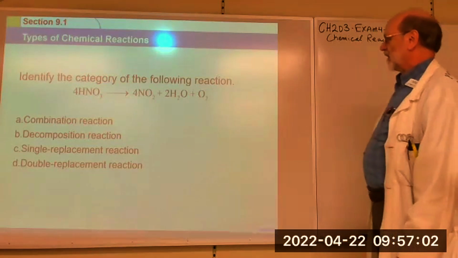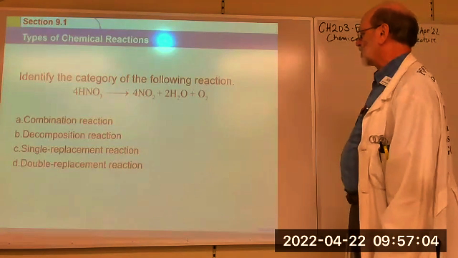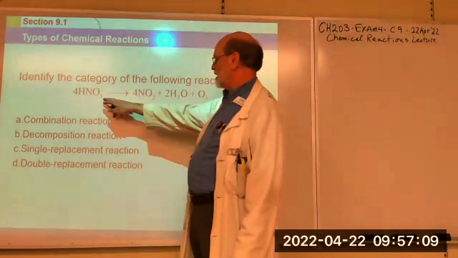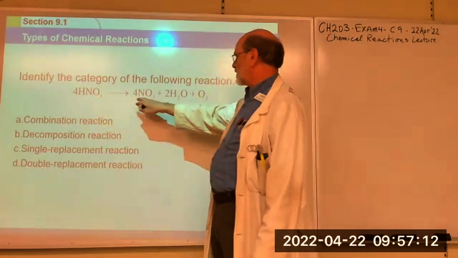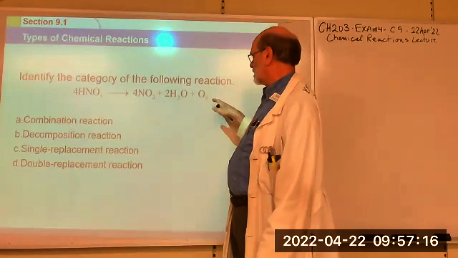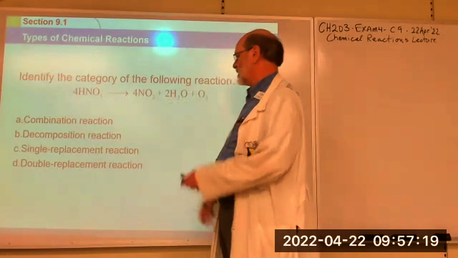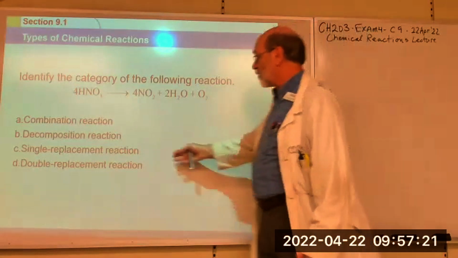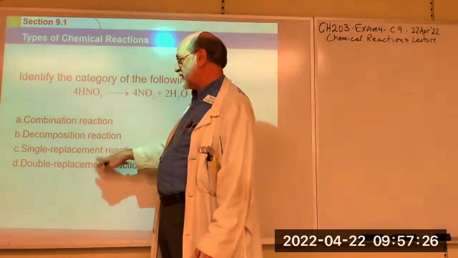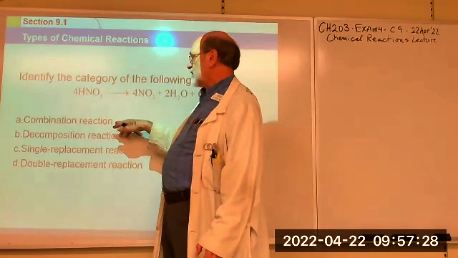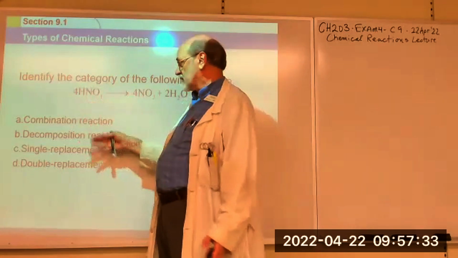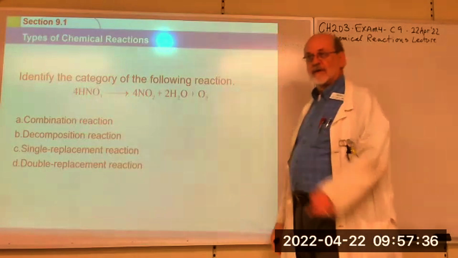Okay, so let's see if we learn anything from this. What type of reaction is this? You've got a compound producing simpler compound. Looks like a decomposition to me. A single replacement, no, because there's only one reactant, so it can't be these two. It's not a combination because you don't have two things combined. So decomposition is the only one.